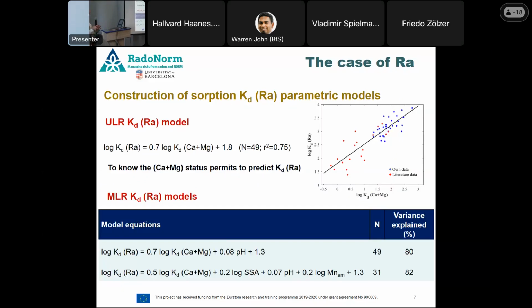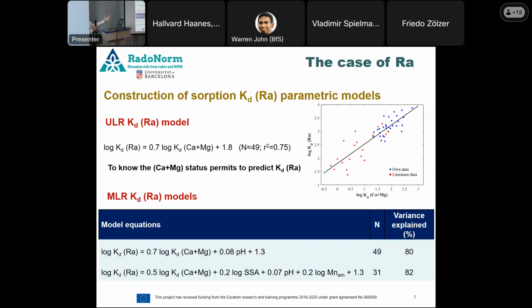So it's a simple equation with which we may describe more than 75% of the variability of KD. So quite nice to have a simple equation in order to predict KD. If we have more data, we can get a more complicated equation, and then the variability described of KD increases just a little bit, up to 82%. But in that case, besides calcium and magnesium status for the KD of calcium plus magnesium, we add pH, we add specific surface area, and manganese status. But going beyond the typical characterization of the soil, we may have very nice parametric equations to predict KD in the case of radium.